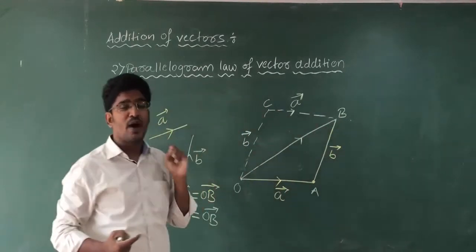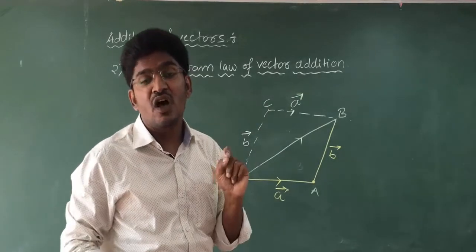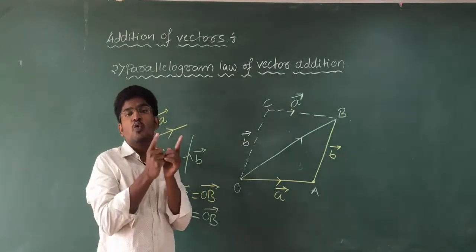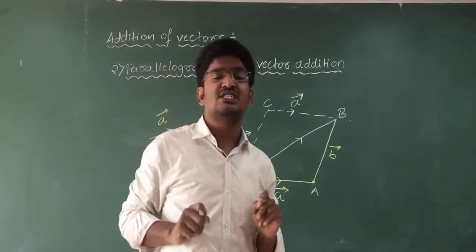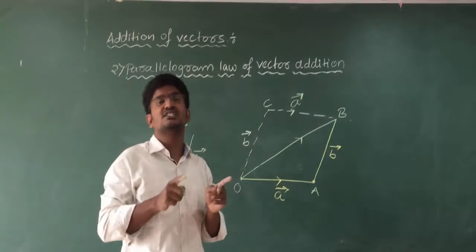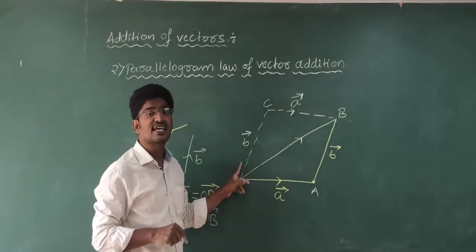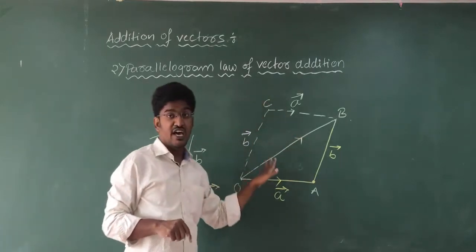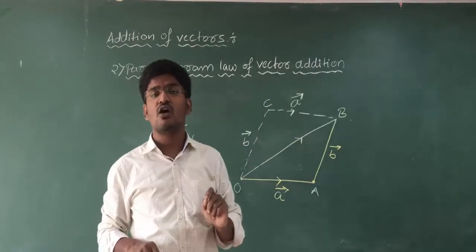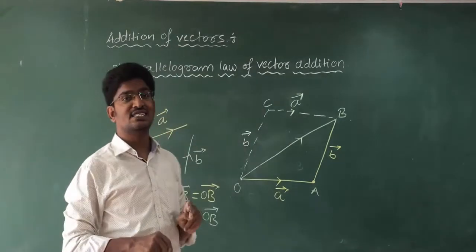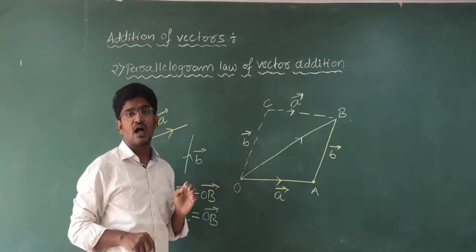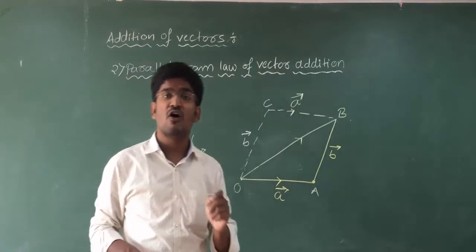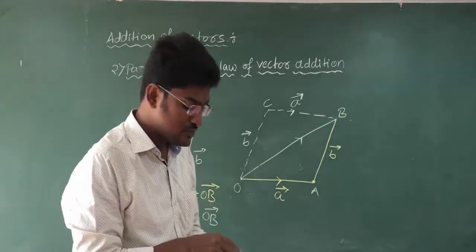Okay. So in a parallelogram, the diagonal of the parallelogram gives the resultant of two adjacent sides. See these two adjacent sides for this diagonal. Clear? So the diagonal will be the resultant of two adjacent sides of the parallelogram. Clear? So this is your parallelogram law of vector addition.